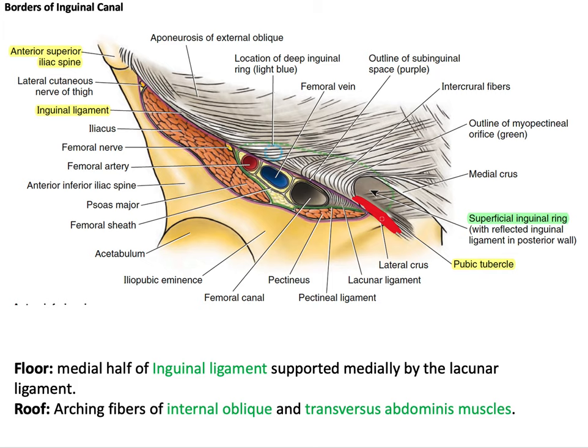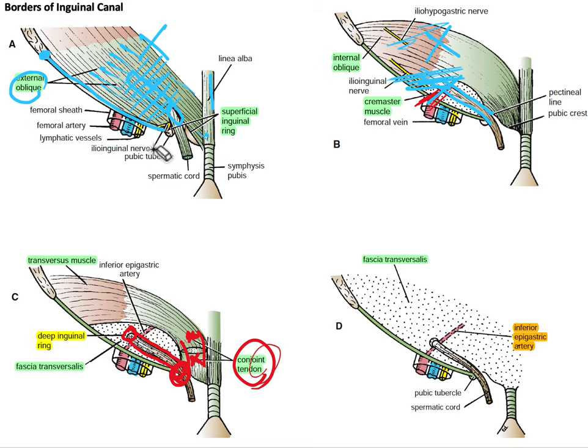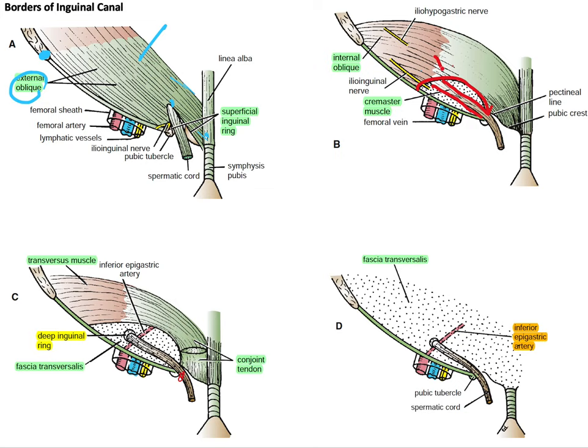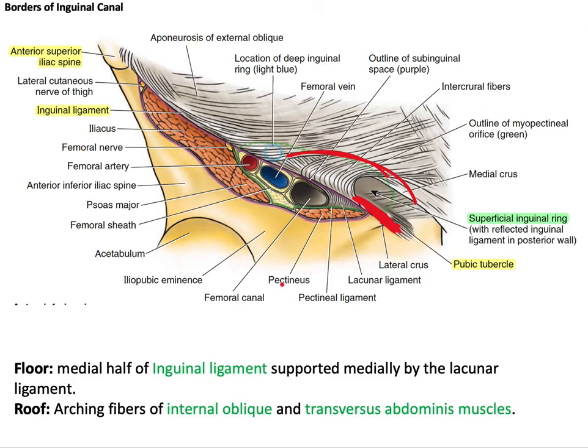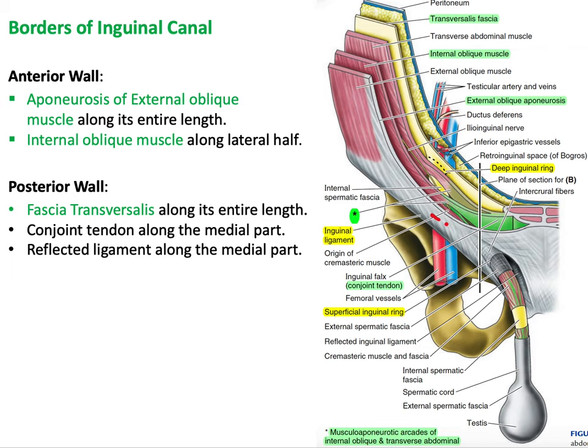So the floor is formed by the lacunar ligament here, guys. And what about the roof? Okay, let me show you again the roof. This is the inguinal canal. What's the roof of it? The roof is the arch created by two muscles. This one, which is the internal oblique muscle, and another arch by the transversus abdominis muscle here. So those are located superior to the inguinal canal. So if you go here, you will find what I said: aponeurosis of external oblique, internal oblique, transversus abdominis.